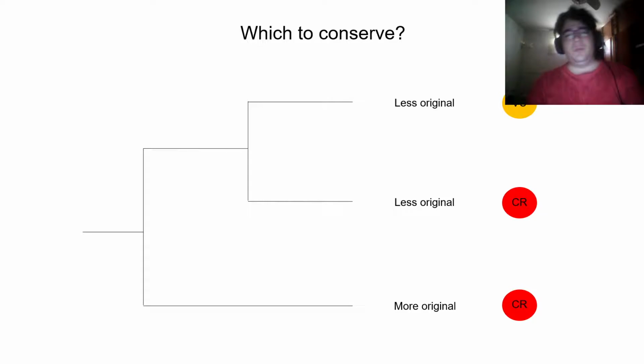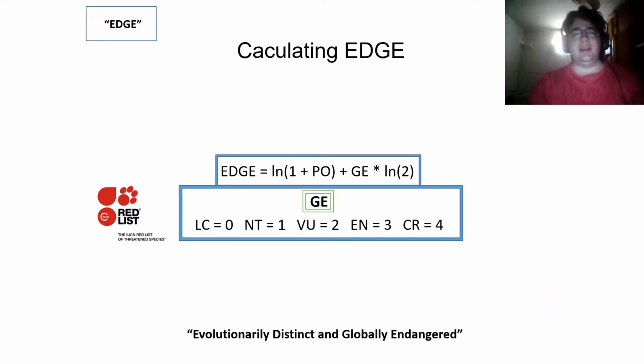So knowing that, how can we say which species to conserve? We have a less original vulnerable species, a less original critically endangered species, and a more original critically endangered species. So the first one to conserve would surely be the more original critically endangered species, and that's what the EDGE project does.